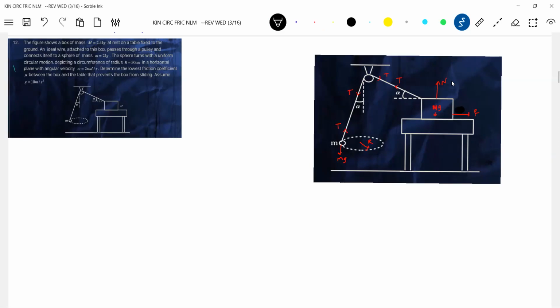First, we'll get into conical pendulum ideas. T cos alpha minus mg equal to 0. T sin alpha will provide the required centripetal force: T sin alpha equal to m omega square r. And then on the block, N minus mg equal to 0, T cos alpha equal to f equal to mu N. Determine the lowest friction coefficient mu between the box and the table that prevents the box from sliding.